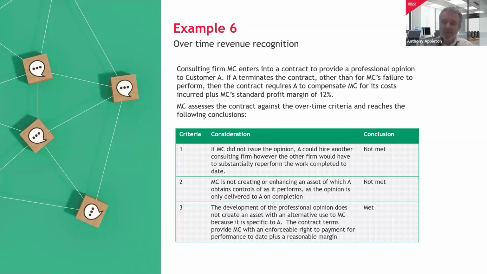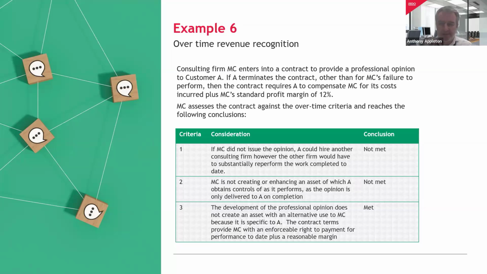It's not creating an asset that the management consultant firm can use elsewhere because it's specific to this entity. So there's no alternative use for that report. That's the work it's done. But because we've looked at the terms of the contract and they say they have the right to receive compensation for the work done to date, it's meeting the third criteria. So this is another example of where over time revenue recognition is appropriate.